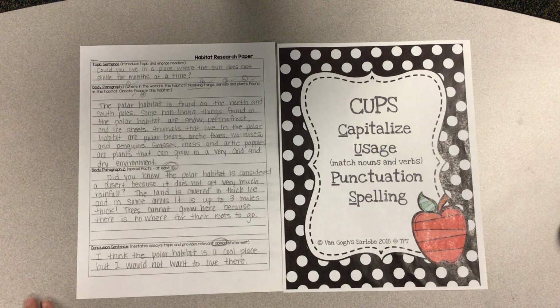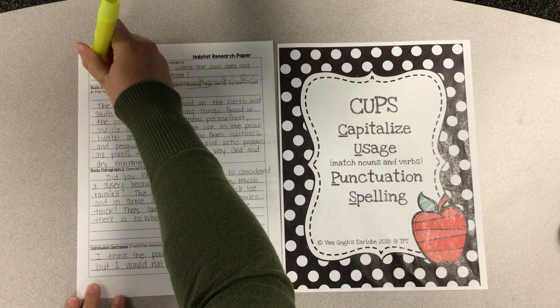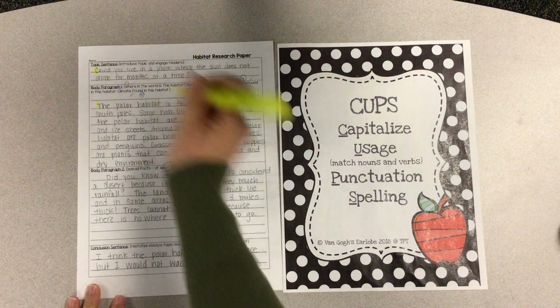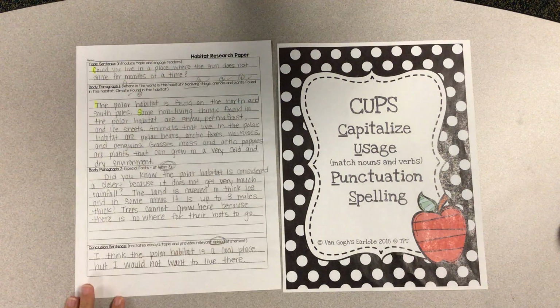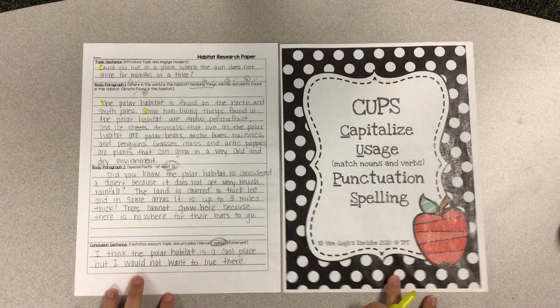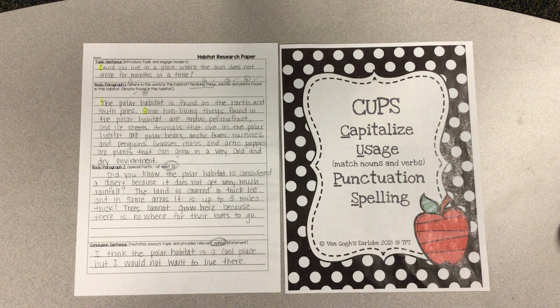So go ahead, pause the video, go through, and I want you to highlight all of your capital letters that need to be after every punctuation mark and the beginning of every sentence. Go ahead and do that now. And now we're going to check to make sure that all of your sentences are complete sentences. So read through and make sure that you have a noun and a verb in every single sentence. You may pause if you need more time.